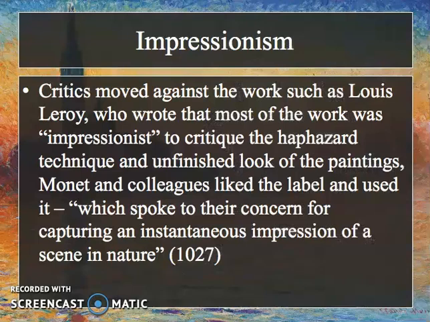So there are two theories on how Impressionism gets its name. One is that critics moved against the work, such as Louis Leroy, who wrote that most of the work was impressionist, to critique the haphazard technique and unfinished look of the paintings. Monet and colleagues liked the label and used it, which spoke to their concern for capturing an instantaneous impression of a scene in nature. Instantaneous. So we're going to see that as one of the ideas of how Impressionism was created. Also in the name of Claude Monet's work, which we're going to talk about in about two slides or so. And it may also be the reason that this period was named Impressionism.